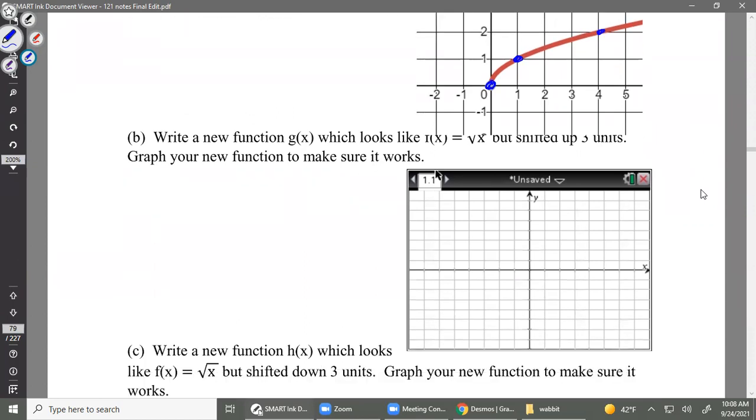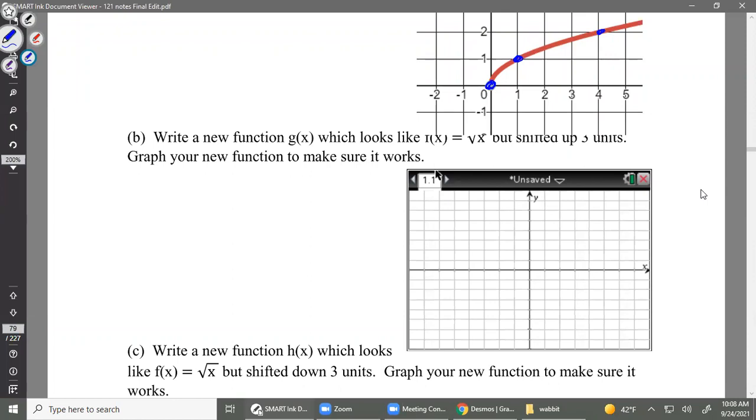Part B, we can't read some of this. Sorry about that, guys. I will fix that for next semester. Write a new function g of x, which looks like f of x, which is the square root of x, but shifted up 3 units. Graph your new function and make sure it works.